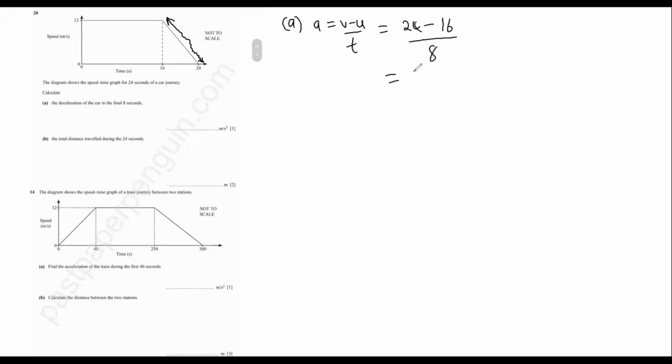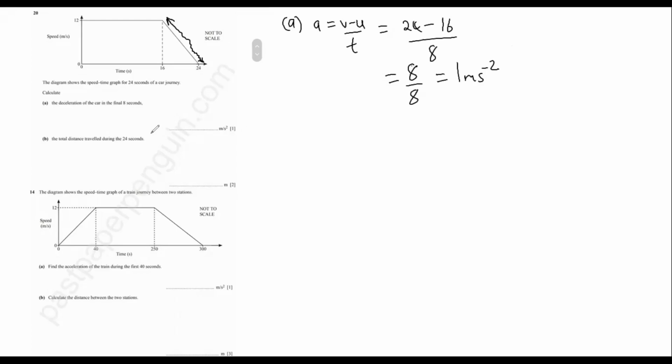It's 8, right? So it's 8 over 8, which is what? Which is 1. So it's 1 meters per second squared. Is that so? Hello, guys. Yes, sir. Okay. So that's 1 meters per second squared, right?